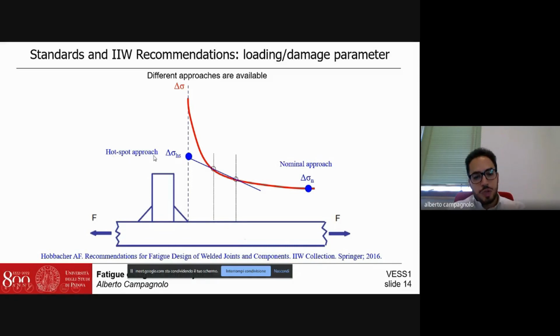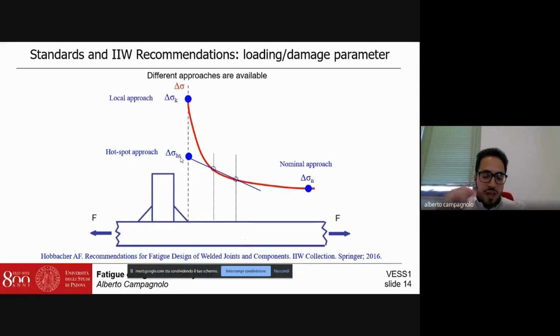One of these is the Hotspot approach, which is based on the calculation or the measurement of stresses at a given distance from the weld toe. For example, at a distance of 0.4 times the thickness, which is this stress parameter, and 1 times the thickness from the weld toe, which is this stress parameter. After having calculated these stresses, the Hotspot approach requires linearly extrapolating the stress to the toe location, so that we can define the Hotspot stress.